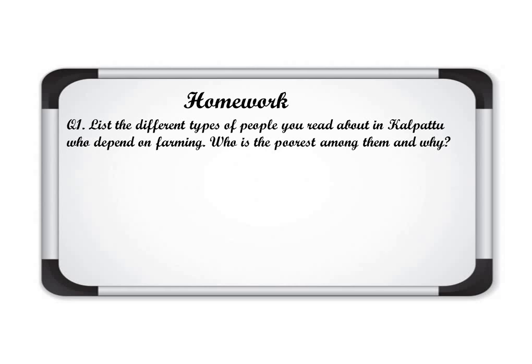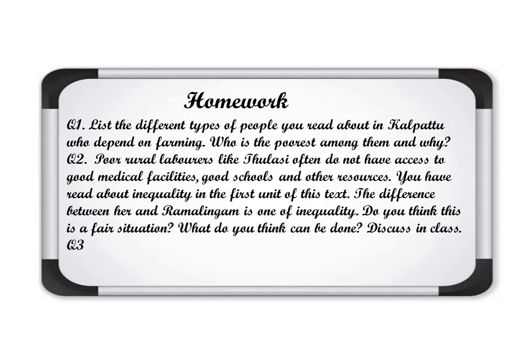Then why is she the poorest one? I am talking about Tulasi. Those are the reasons you will write. Next question: poor rural laborers like Tulasi often do not have access to good medical facilities, as we talked about, her daughter was ill and they had to sell the cow, and good schools and other resources. You have read about inequality in the first unit of this text. The difference between her and Ramalingam is one of inequality.